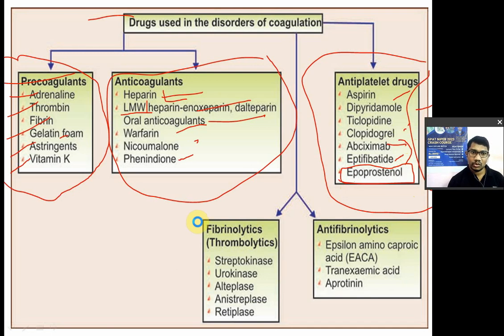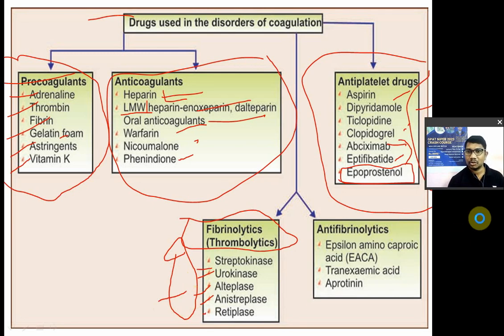Next one is the fibrinolytics. They are known as thrombolytics, right? Thrombolytics. In that you have tissue plasminogen activators like streptokinase, obtained from hemolytic Streptococcus bacilli. Urokinase, obtained from urine. Alteplase, recombinant DNA technology made tissue plasminogen activator. And anistreplase and reteplase. All these tissue plasminogen activators are thrombolytic. They are used in myocardial infarction to break the thrombus, right?